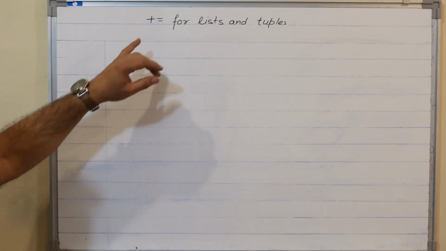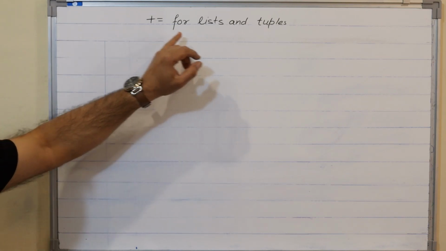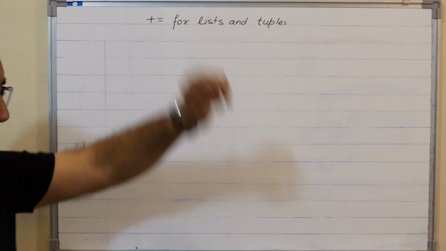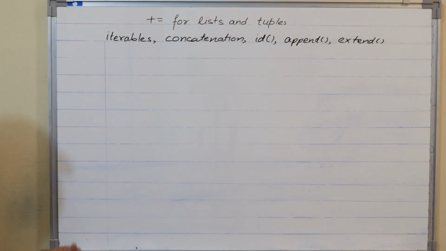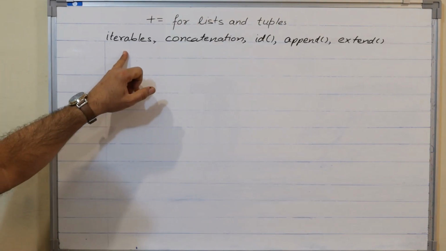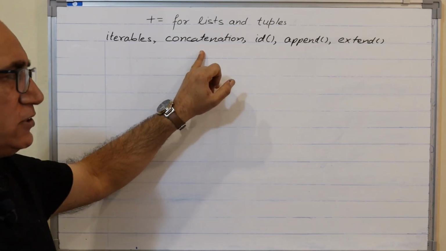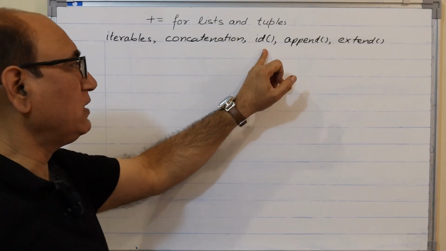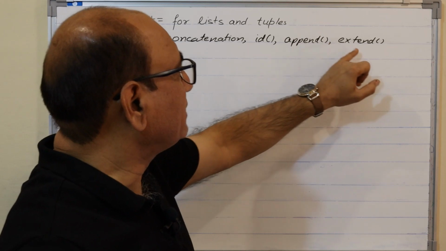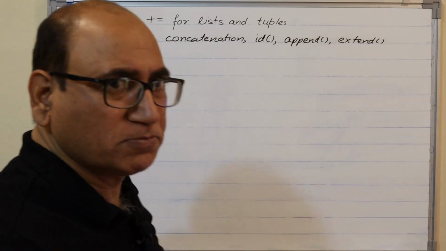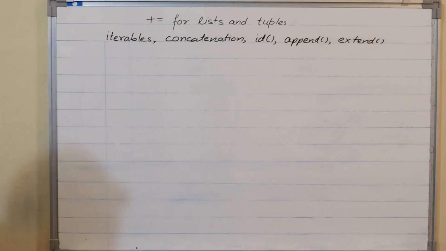Today in this video we are going to cover plus equal to operator for lists and tuples in Python. To understand this concept properly, we should know what are iterables, what is concatenation, what is id function in Python, what are append and extend methods of list objects. Let us start with iterables.